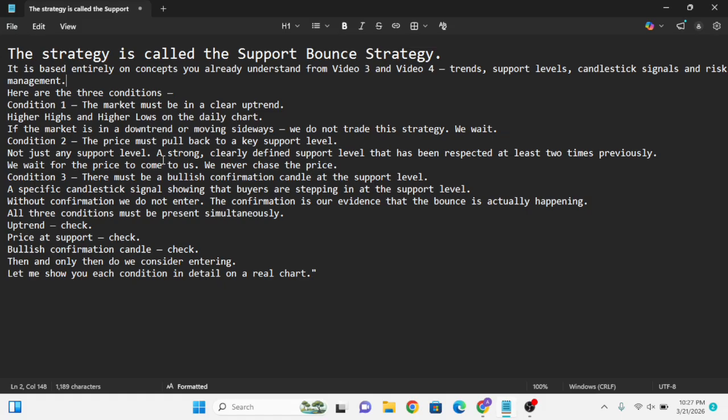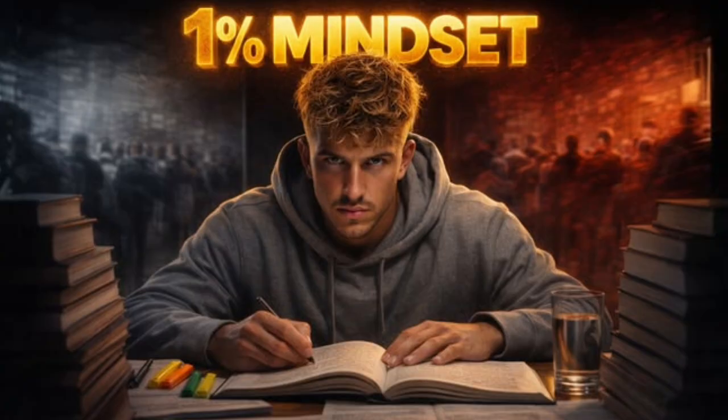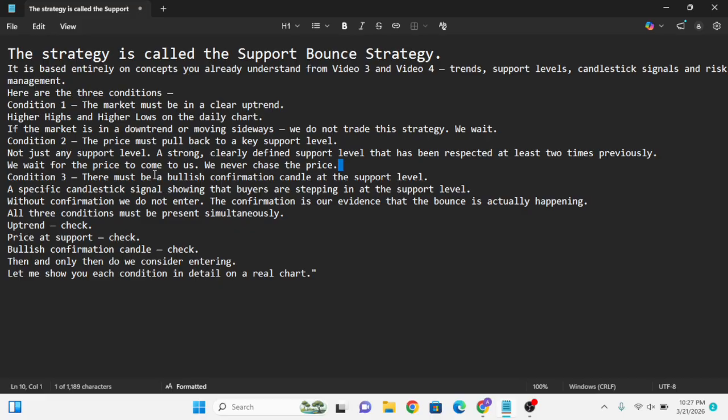Condition 2 is that the price must pull back to a key support level, not just any support level, a strong, clearly defined support level that has been respected at least 2 times previously. Condition 3 is that there must be a bullish confirmation candle at the support level, a specific candlestick signal showing that the buyers are stepping in. Without confirmation, we do not enter. The confirmation is our evidence that the bounce is actually happening. Uptrend check, price at support check, bullish confirmation candle check, then and only then do we consider entry.